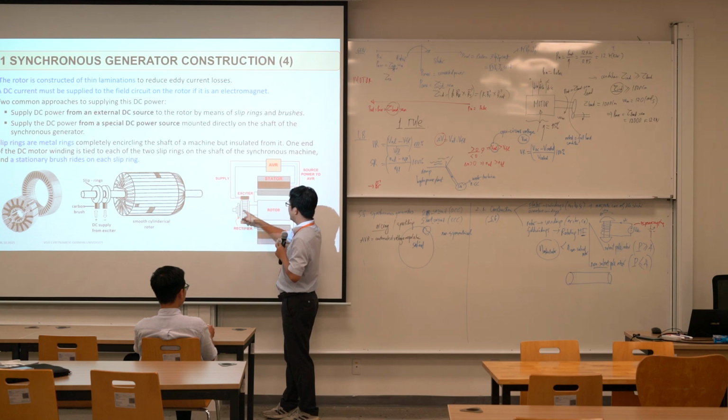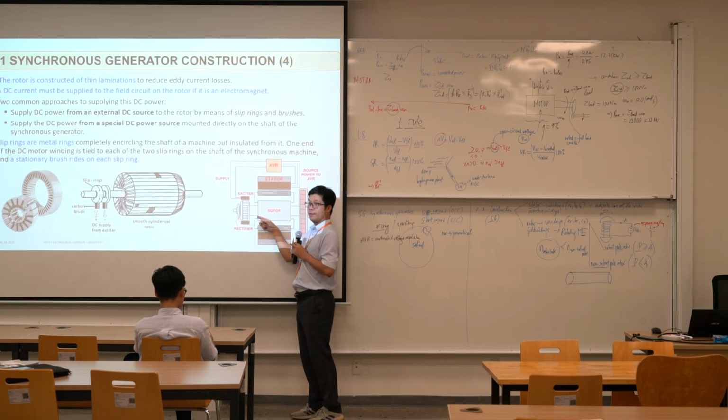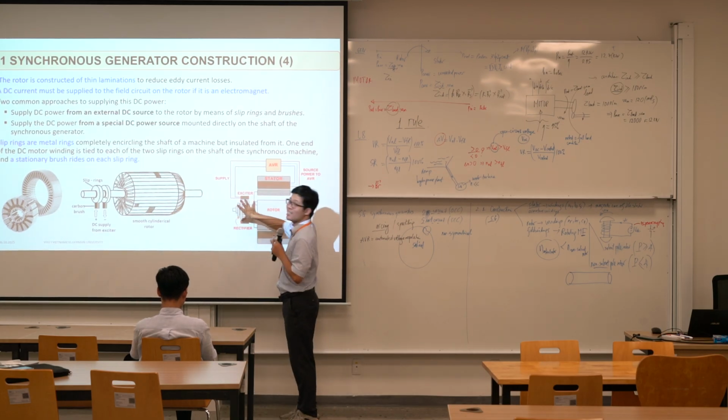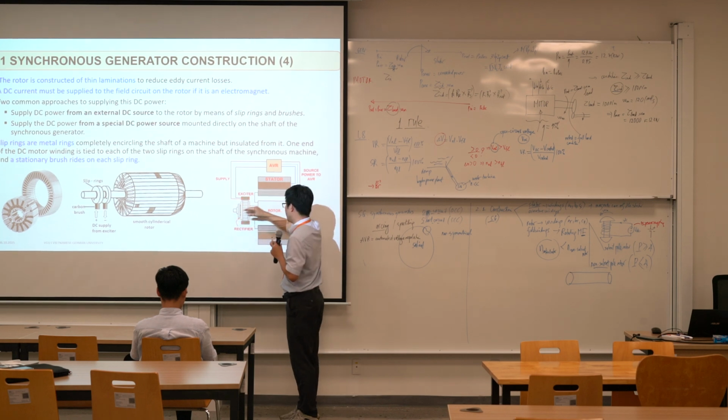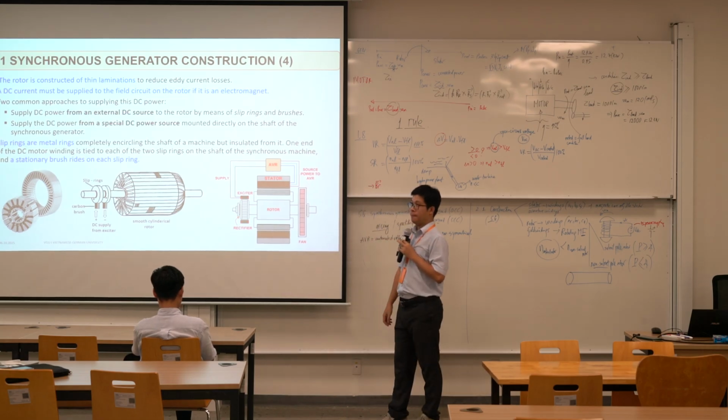So this small generator and the rotor of the synchronous generator have the same shaft. So if the rotor rotates, that means this generator rotates, and we generate AC voltage. After that, we rectify AC to DC to supply the DC current to the rotor. So this is a good way. We don't use slip rings. We don't use brushes. We just use an additional generator here, on the same shaft as the rotor of the synchronous generator.